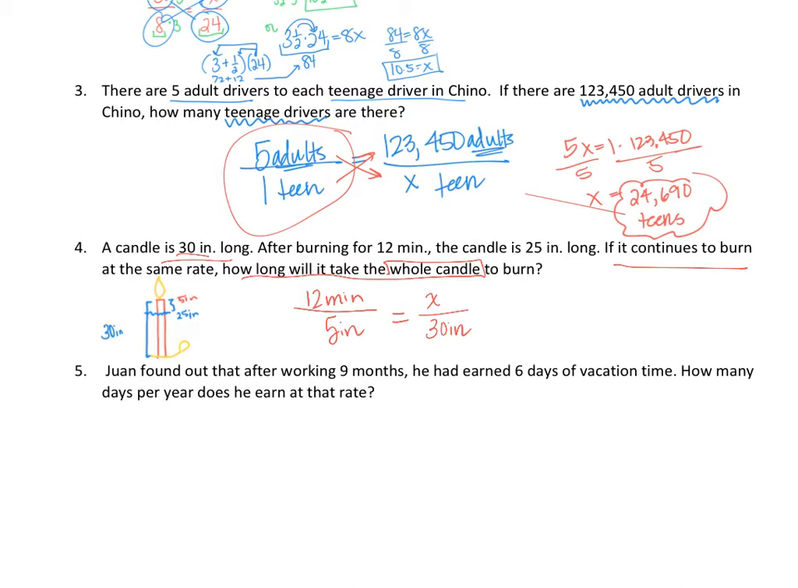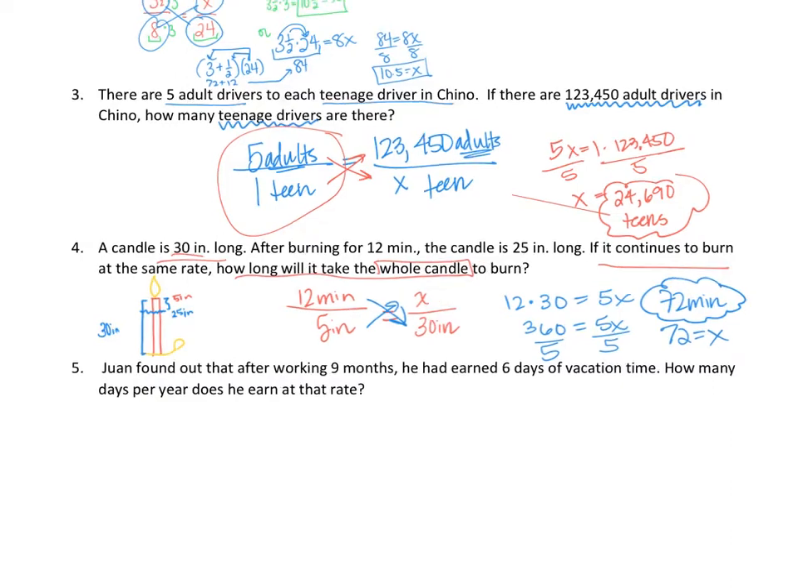So then if we do our proportion, we're multiplying to solve this. So we know if those are equal, then 12 times 30 has to equal 5x. And so that's going to be 360 equals 5x. Divide by 5. We're going to get 72 equals x. So that means in 72 minutes, we will have burnt down that whole candle.